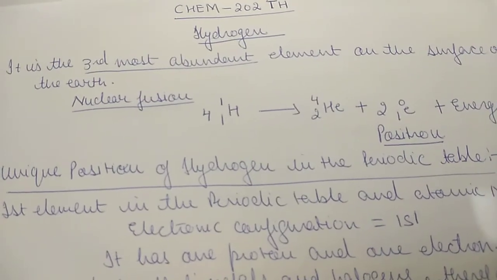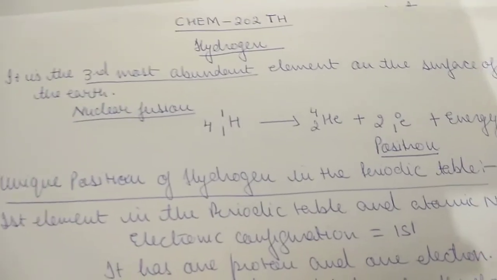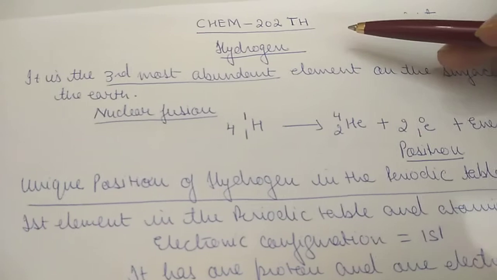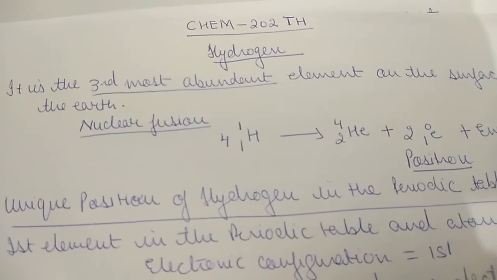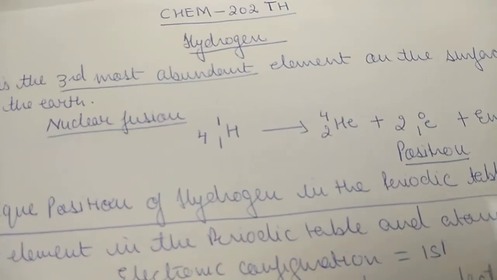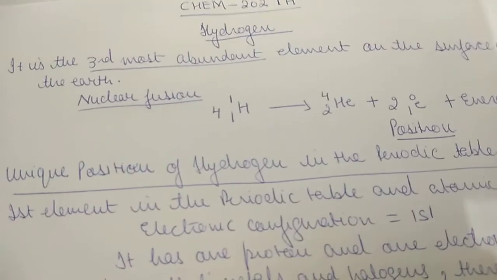We are starting with the next paper, Chem 202. We are starting with the first section of this paper, section A, that is the chapter on hydrogen.